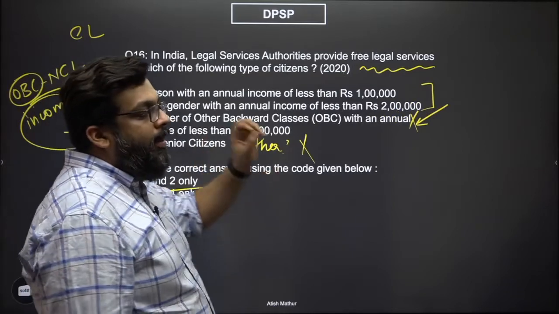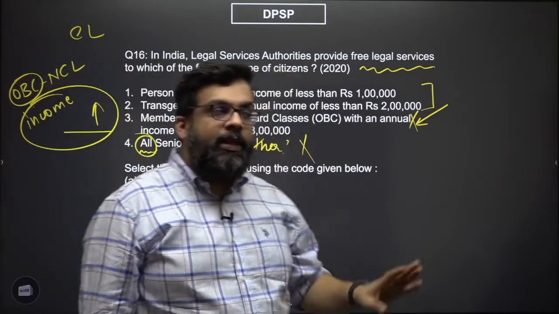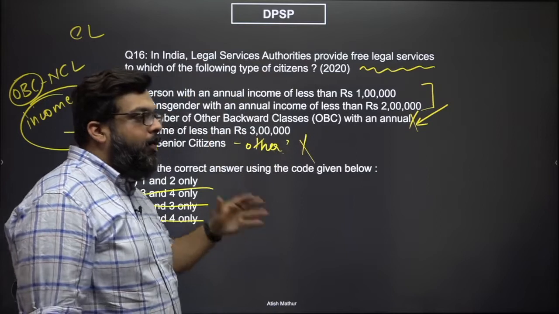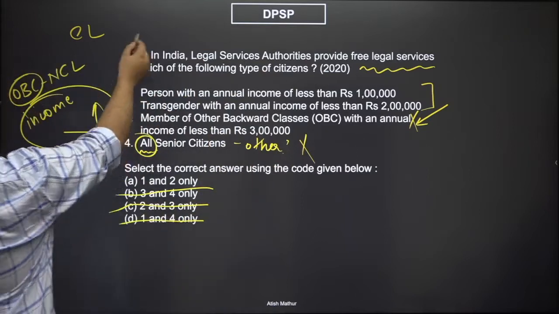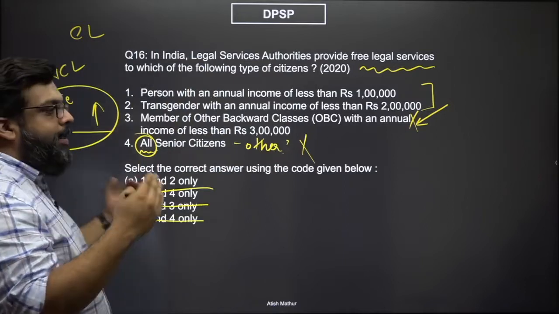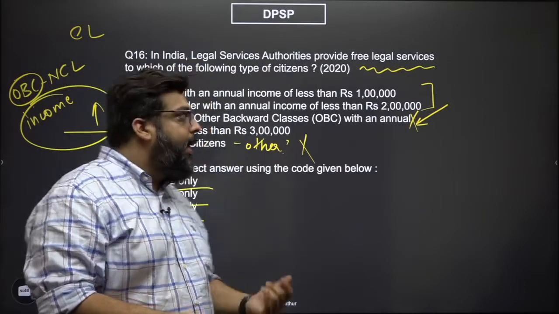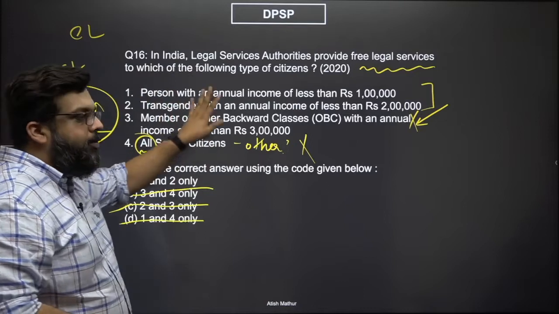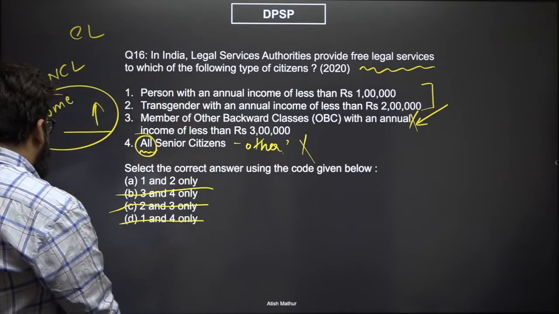A tough question. Only attempt it when you have about 5 minutes to think about it. Otherwise, try not to. What did I do? I equated it with some common sense. I equated it with things that we see around ourselves. And that is how I was able to conclude to Option A, which is 1 and 2.